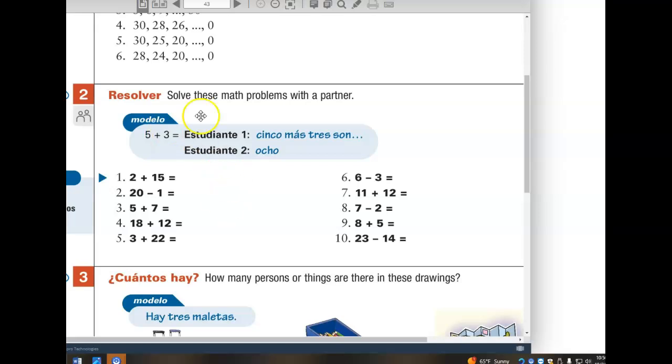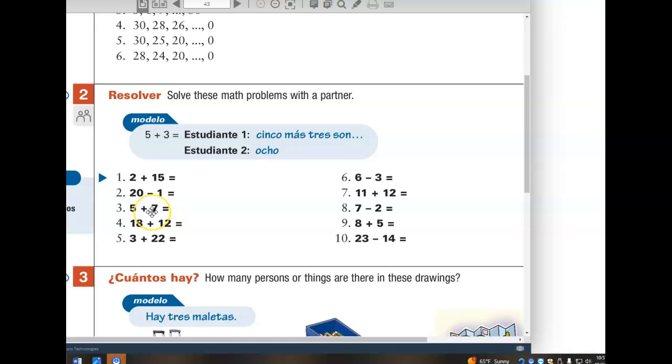Activity 2. Solve these math problems with a partner. 2 más 15 son 17. 20 menos, which is less or subtract, 20 menos 1 son 19.